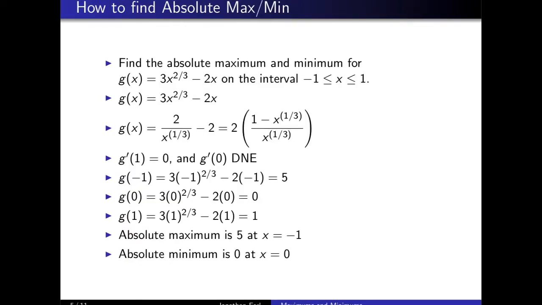Okay, so the next one. We want to find the absolute maximum and minimum for 3x to the 2/3 minus 2x over the interval minus 1 to 1.